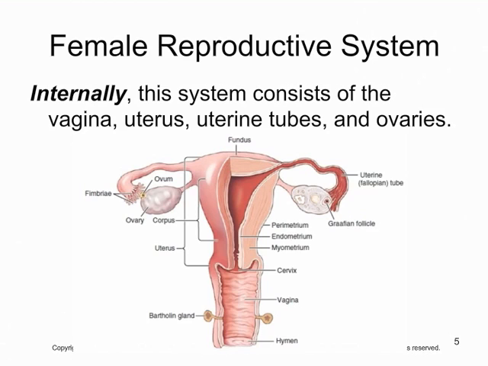There's the uterine tubes. You have 2 of them if you're a female, and those are responsible for carrying the eggs from the ovary to the uterus area. The uterine tubes are also called fallopian tubes. And then finally the ovaries, there are 2, one on either side of the uterus, and that's where the eggs are made and stored.